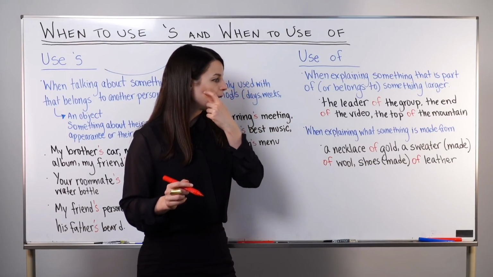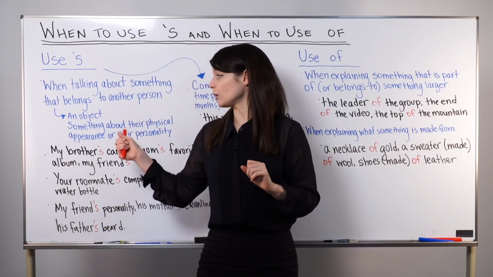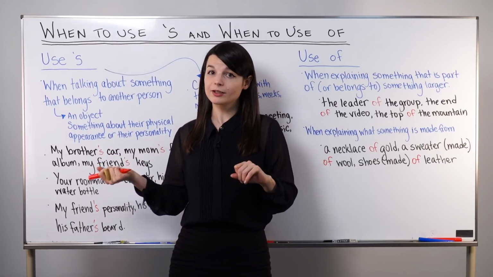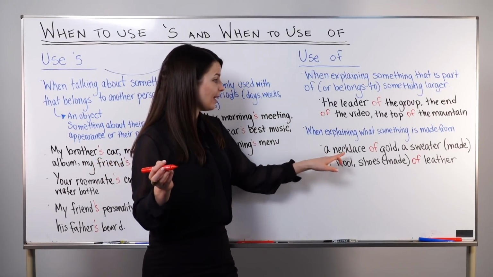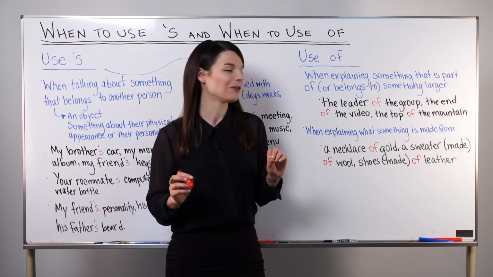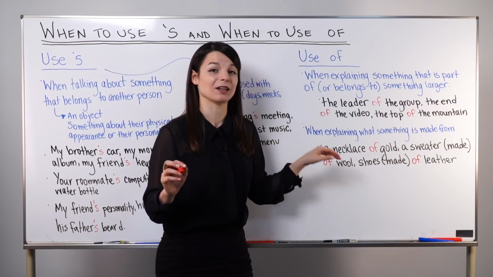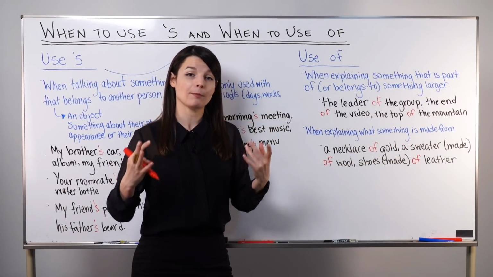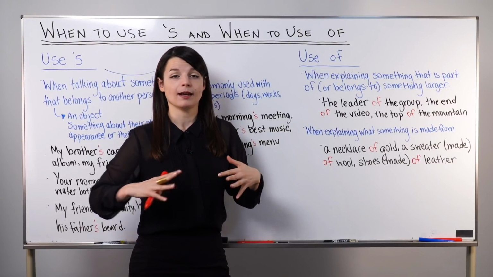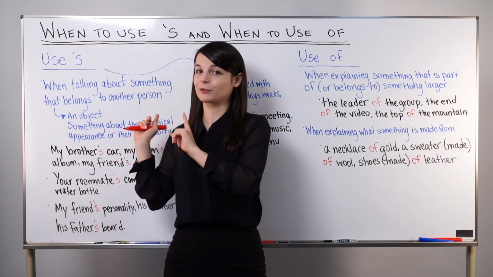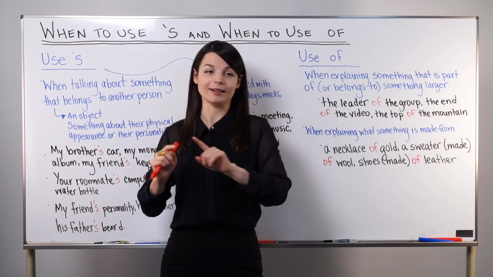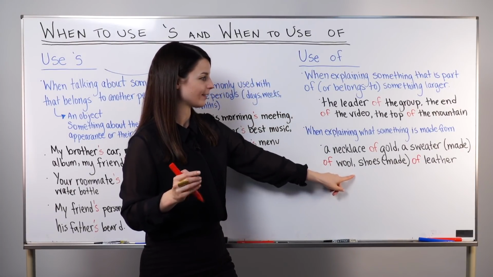So again, this is not a situation where we would use this possessive form, because actually here, there's no possession happening. The necklace is not possessing gold, or the sweater is not possessing wool. Rather, we're talking about the components, the pieces that work together to create this other thing. So definitely do not use apostrophe S in situations such as this.